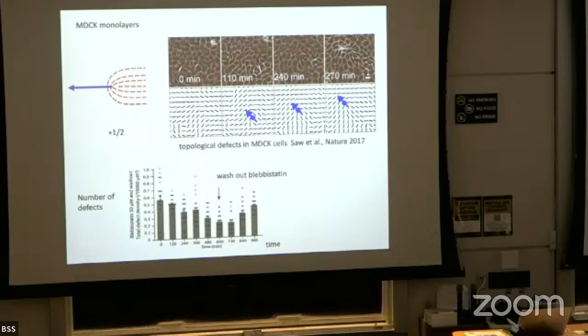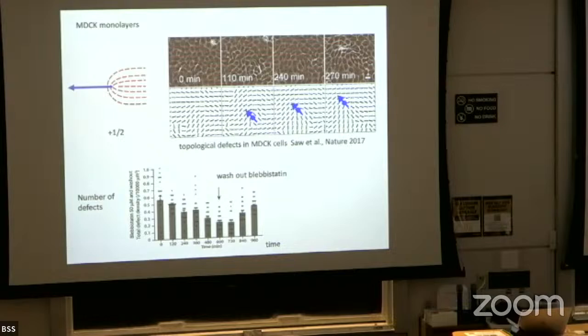And you can identify topological defects. And the topological defects move towards their heads. Whoops, panic, right? Things moving towards their heads are extensile. Cells are meant to be contractile. So what on earth is going on? We'll come to that.